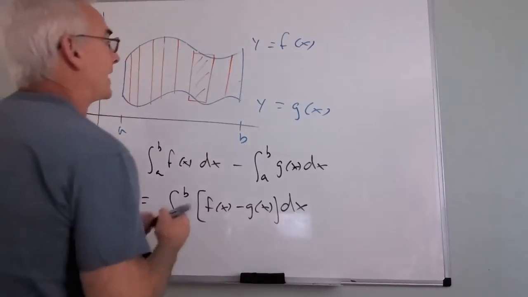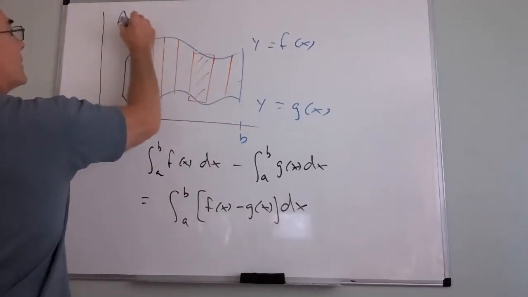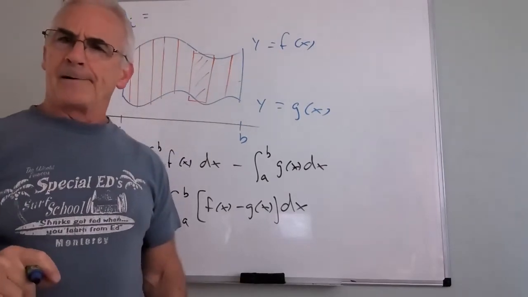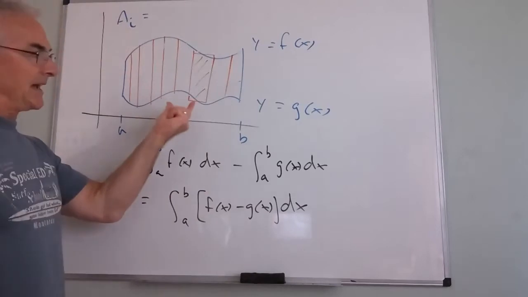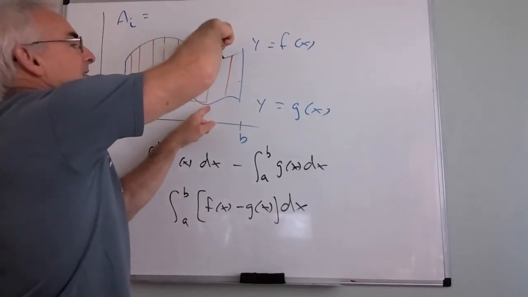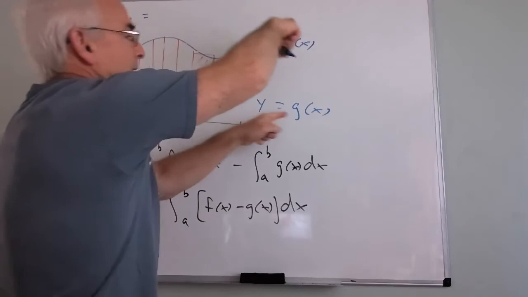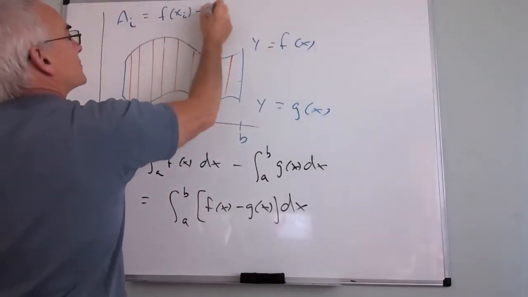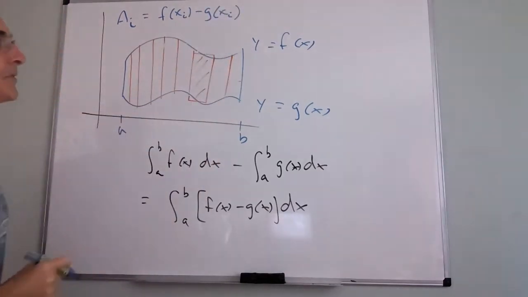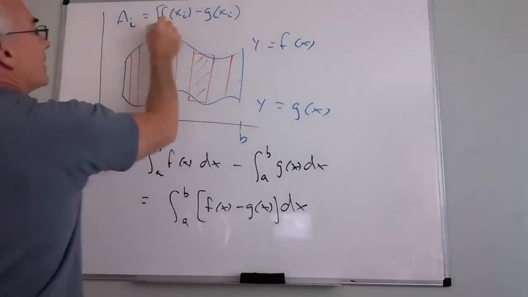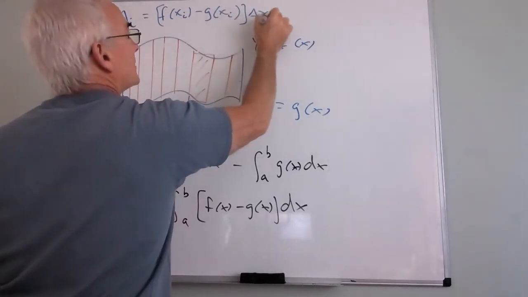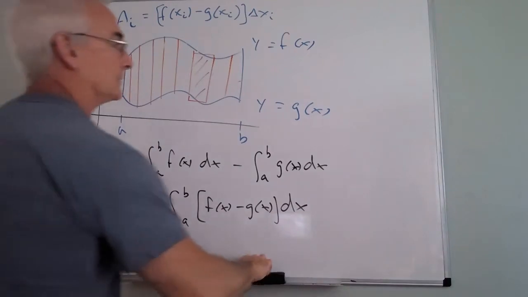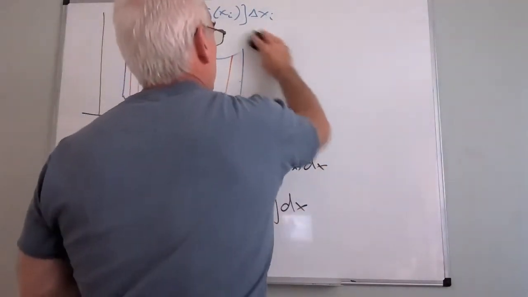So the area of my ith rectangle, well, what's the area of any rectangle? Isn't it base times height? Well, my base is clearly the delta x, and my height would be the difference of these things, and I'm going to write it like this: f of xi minus g of xi. That's the height of that rectangle times delta xi. That is the area of my ith rectangle. I'm going to erase this so I can figure it in.